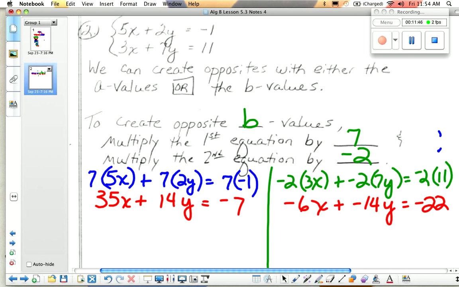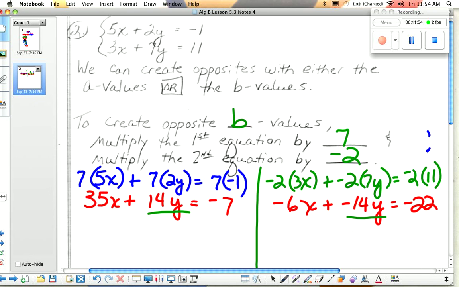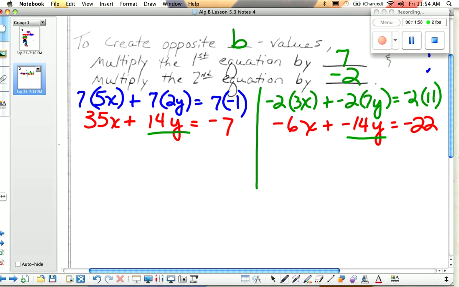I'm feeling pretty good about moving on because I have opposites in my y's, so I'm ready to move on to adding them together now that they've been renamed. So that's going to be my next move, is getting them lined up to add them.